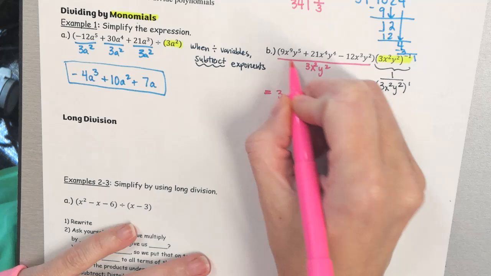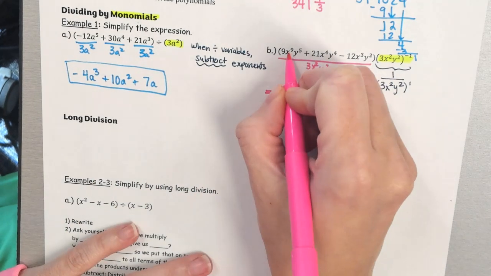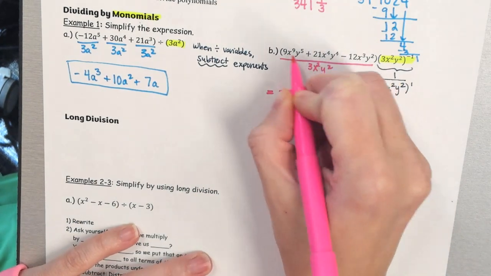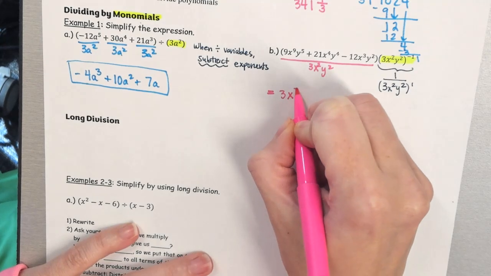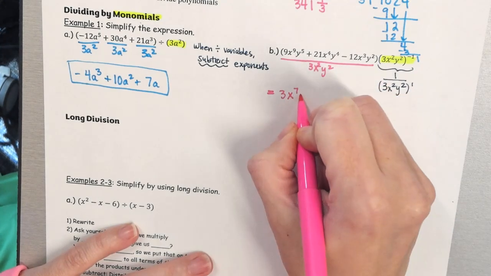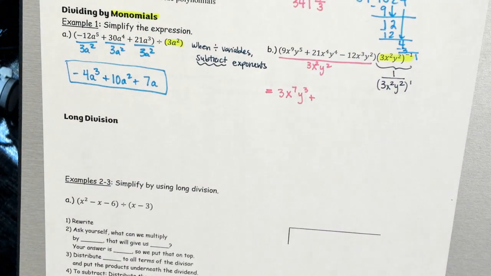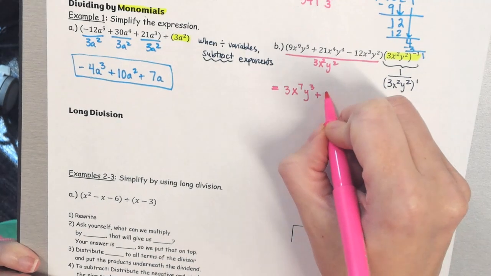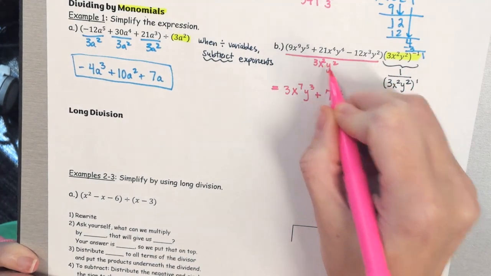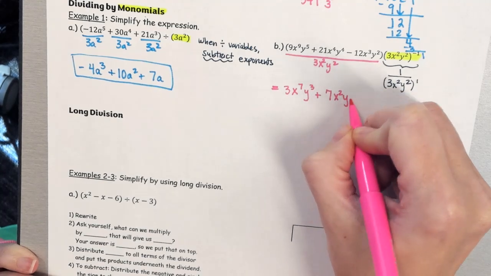Okay, so once you do 9 divided by 3, you get 3. If this is x to the 9th and this is x squared, you just have to do 9 minus 2. Here you do 5 minus 2. Okay, and then 21 divided by 3 is 7. 4 minus 2 is 2. 4 minus 2 is 2.